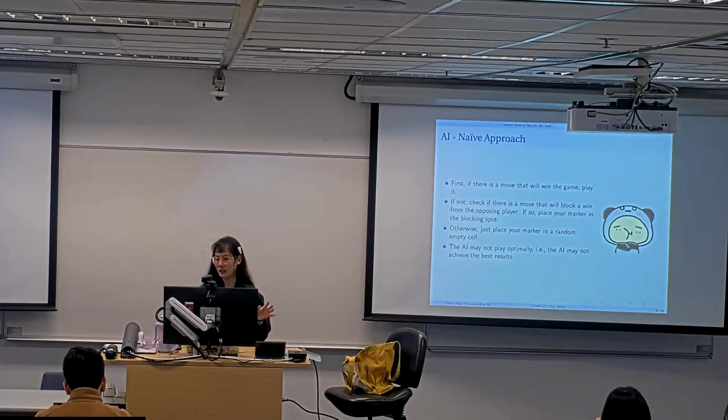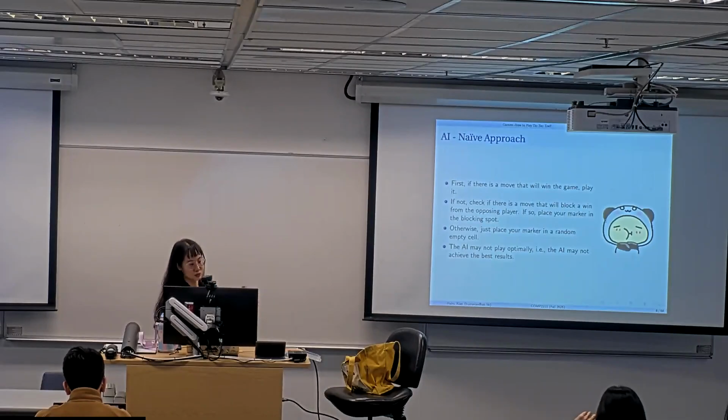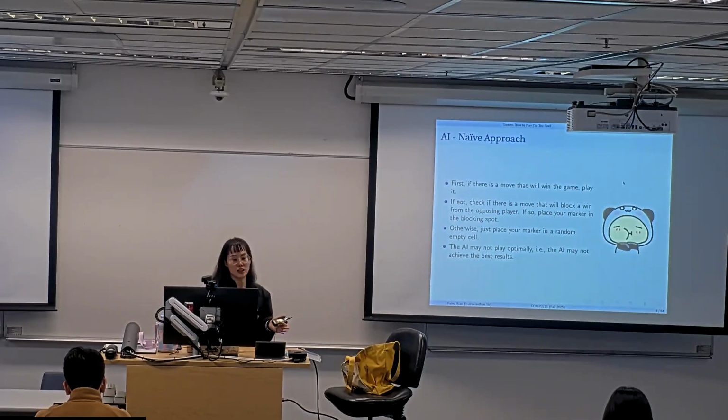This is reasonable, right? If the AI can win, then definitely the AI should play that move. If not, then let the AI check if there is a move that will block a win from the opposing player. If so, then place the marker in the blocking spot. Also reasonable, right? Definitely the AI should also prevent the opponent from winning. But next, if none of the two conditions are satisfied, it's a very naive AI, the AI does not know how to play, then otherwise just place the marker in a random empty cell. So this is to take some random action.